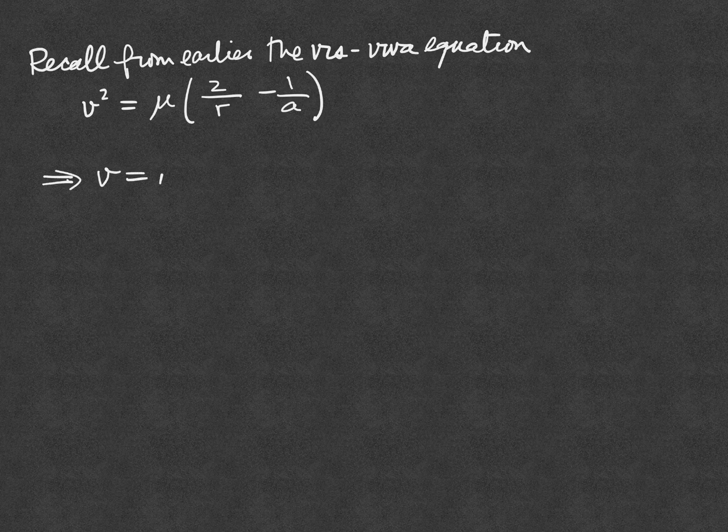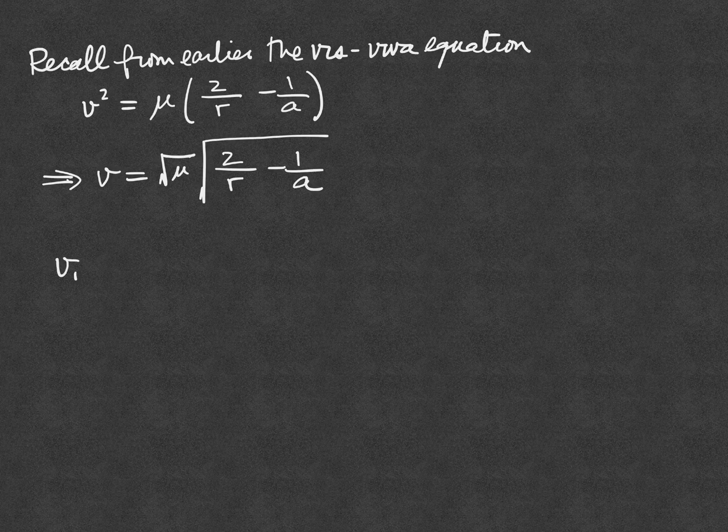So now recall from earlier the vis-viva equation, which is that v squared is equal to mu times 2 over r minus 1 over a. Well, that implies that v is equal to the square root of mu times the square root of 2 over r minus 1 over a. And now we can use this result to be able to determine these four speeds.